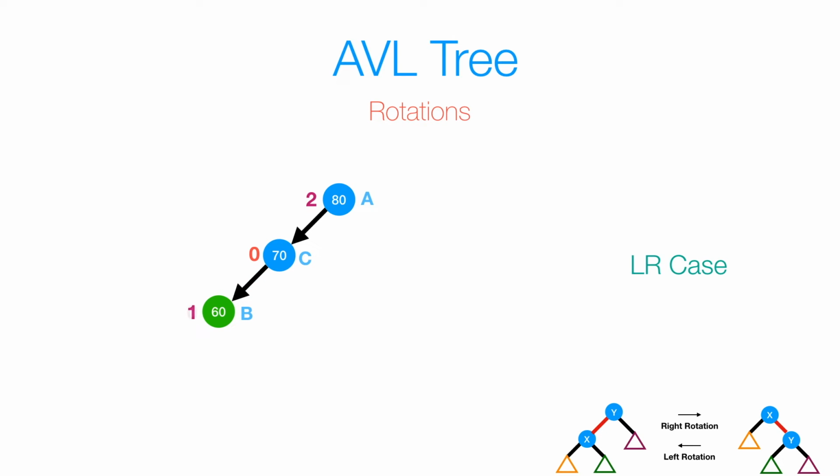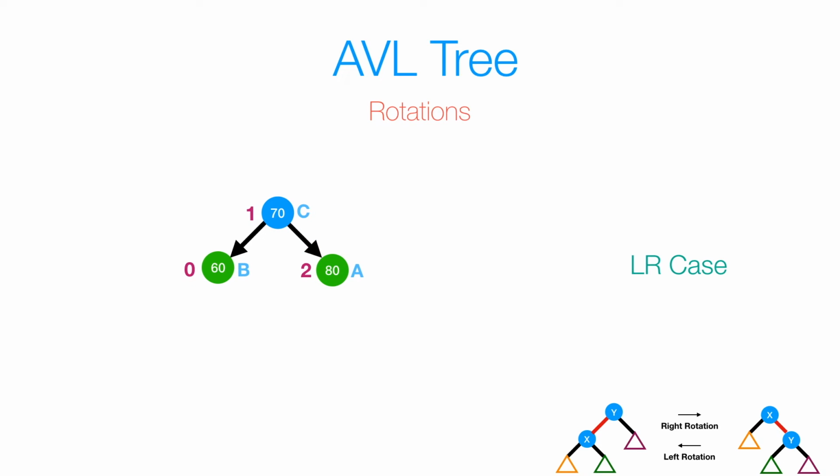Now we'll update the heights of our nodes B and C. So B now has a height of 0 and C has a height of 1. Now we're going to perform a right rotation on the link AC. So again, picture your hand on that red link. 80 goes below, 70 goes above, and 60 remains attached to 70's left subtree. So that's going to look like this. Now we update the heights for A and C, so A's height is now 0 and C's height remains 1.